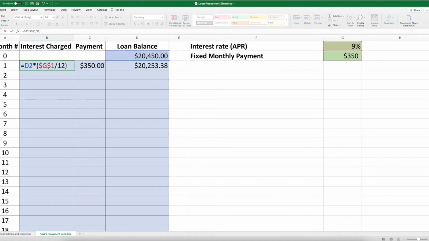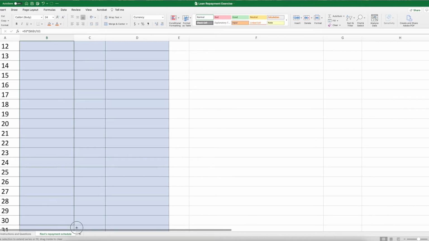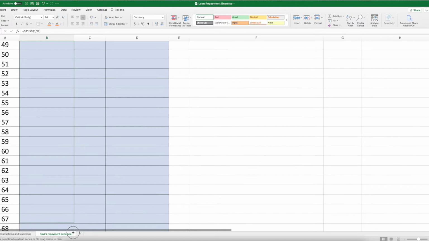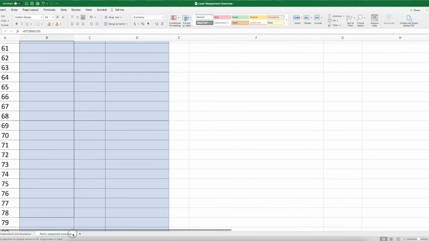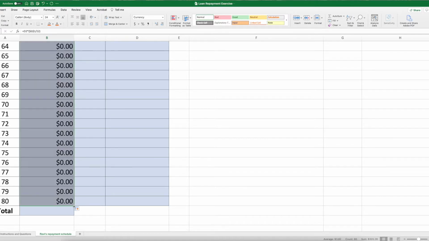So I press enter. Now this formula is ready to be copied, and I'm going to copy it for all the months that I have room for. So let's keep scrolling. Copy all the way down. We have room until month 80. I release my mouse click here and it copies the formula.